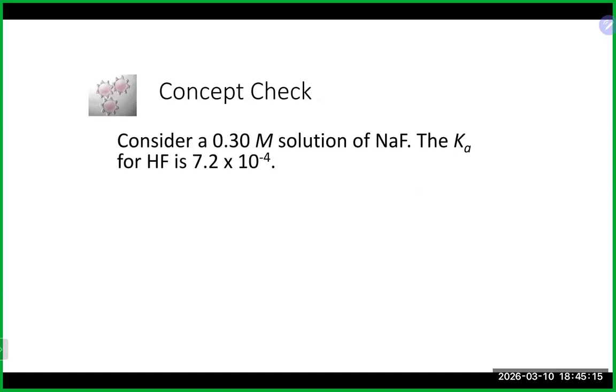All right, let's do one that does involve a calculation. This one does. Consider a 0.3 molar sodium fluoride solution. The Ka value for hydrofluoric acid is 7.2 times 10 to the minus 4. What is the pH of this solution? So take a few moments there, see what you come up with. I'll give you a hint. It involves an ice table. Let's try that.